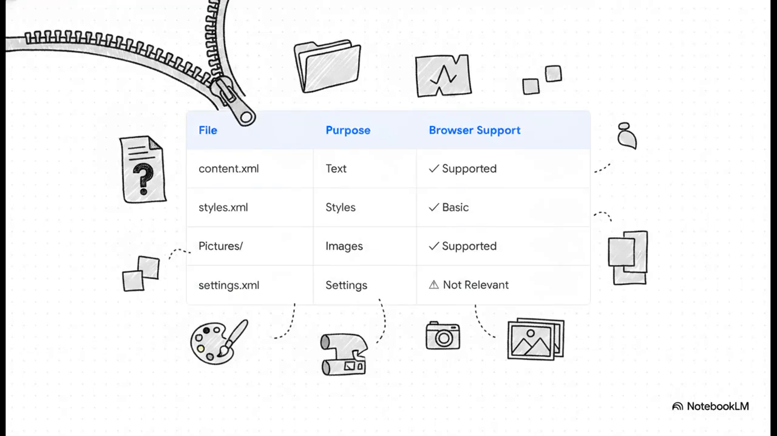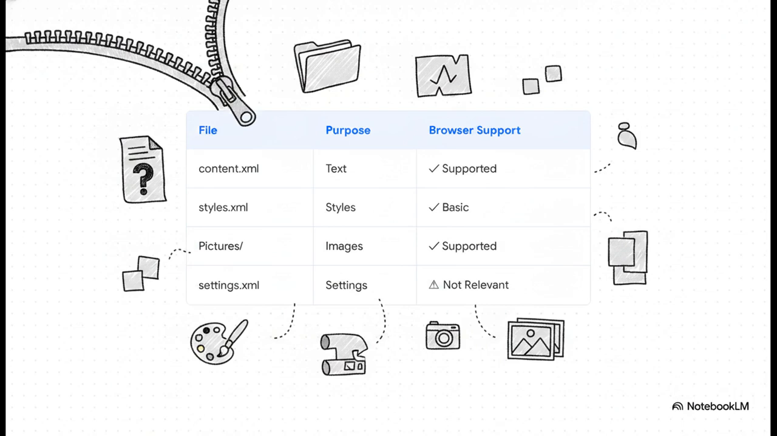Now, what's really interesting here is taking a look under the hood at what an ODT file actually is. Because prepare to have your mind blown a little bit. An ODT isn't actually a single solid file. Actually, scratch that, it's essentially just a disguised zip archive. If you pry it open, you find a whole folder structure inside. There's a file called content.xml that holds all your main text and basic tables. There's a styles.xml file that dictates your basic paragraph and character styles. There's even a dedicated pictures folder holding all your embedded images.